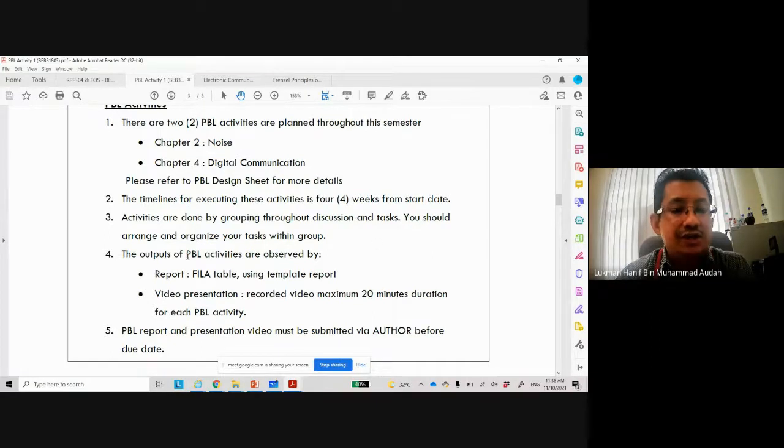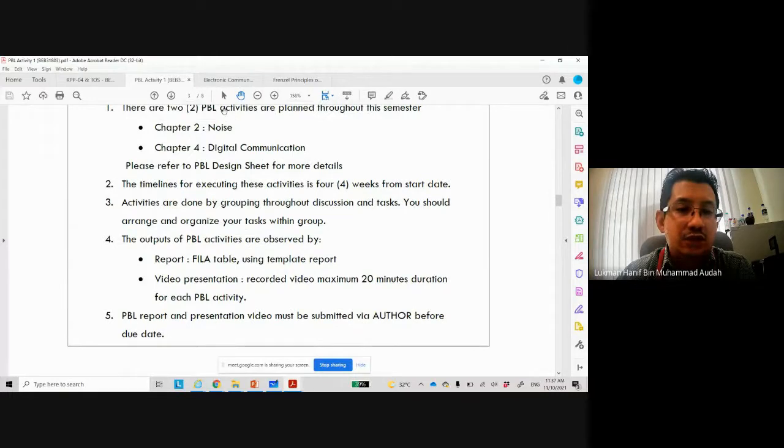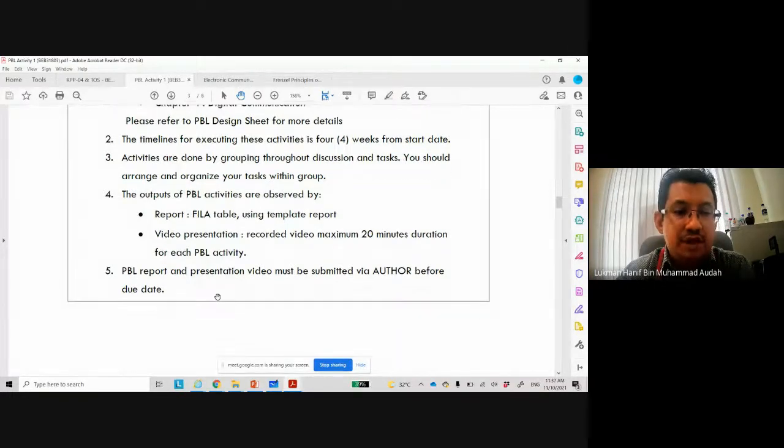Okay. Activities are done by grouping throughout the discussion and tasks. You should arrange and organize your tasks within group. The output of PBL activities are observed by report, which consists of filler table using template report. So we will give you the template report later. Okay. Video presentation, recorded video maximum 20 minutes duration for each PBL activity. So noise ada satu video, digital modulation communication ada satu video. PBL report and presentation video must be submitted via author before the due date.